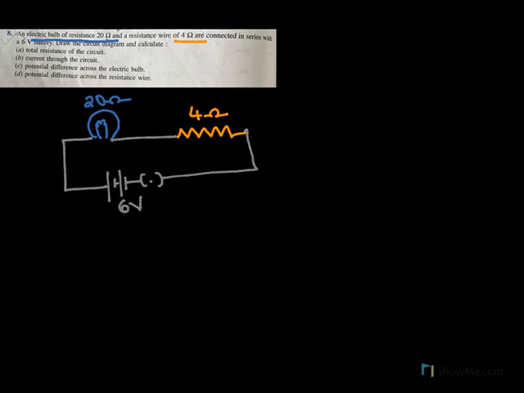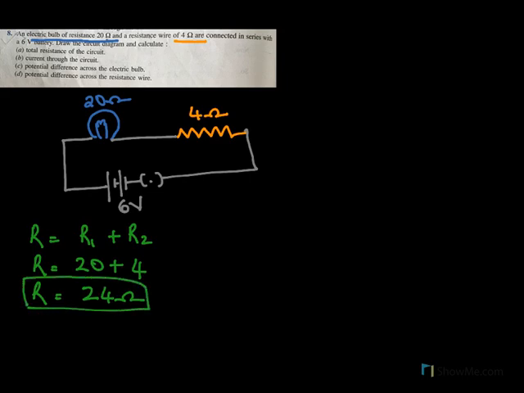Find the total resistance. So that is simple. The total resistance will be R1 plus R2 because it is series. So total resistance will be 20 plus 4. Total resistance will be 24 ohms. So this is the total resistance of the circuit. So we have done this.